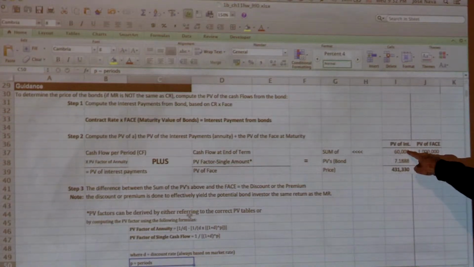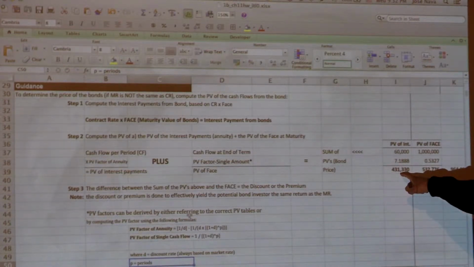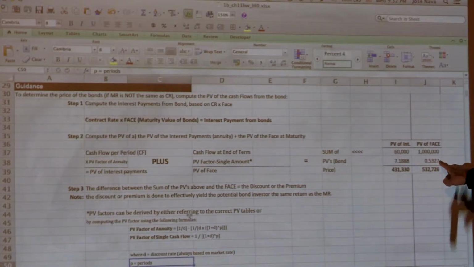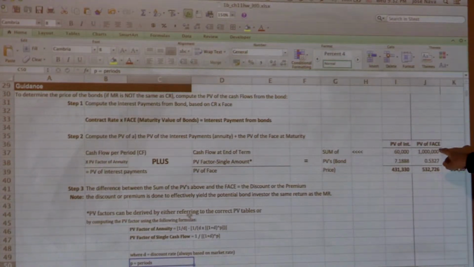If you multiply the cash flow of $60,000 by this present value factor of this annuity, the present value for all 10 flows is $431,330. There's also the present value from the single return of the face to the investor at the end of the life, at the end of the 10 periods. So you have $1 million with a present value factor for a single amount of 0.5327. Again, I'll show you in a different lesson how to get to that present value factor. So the present value of $1 million 10 periods from now, today, is $532,726.